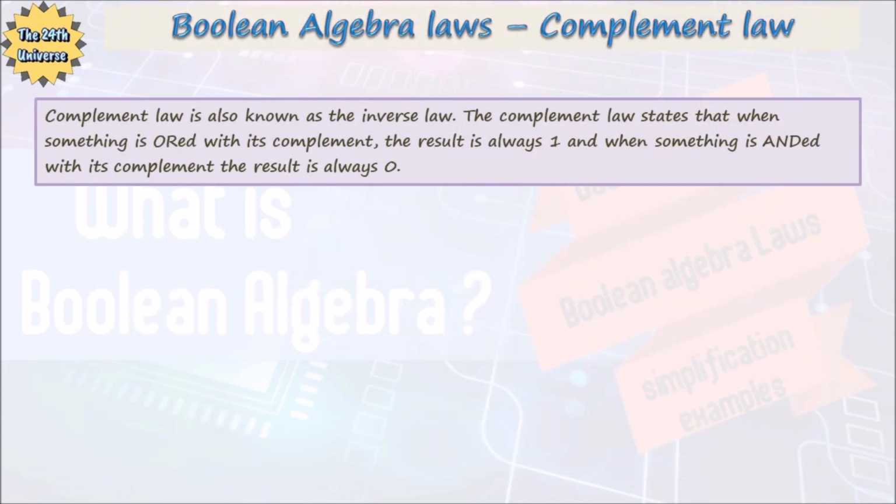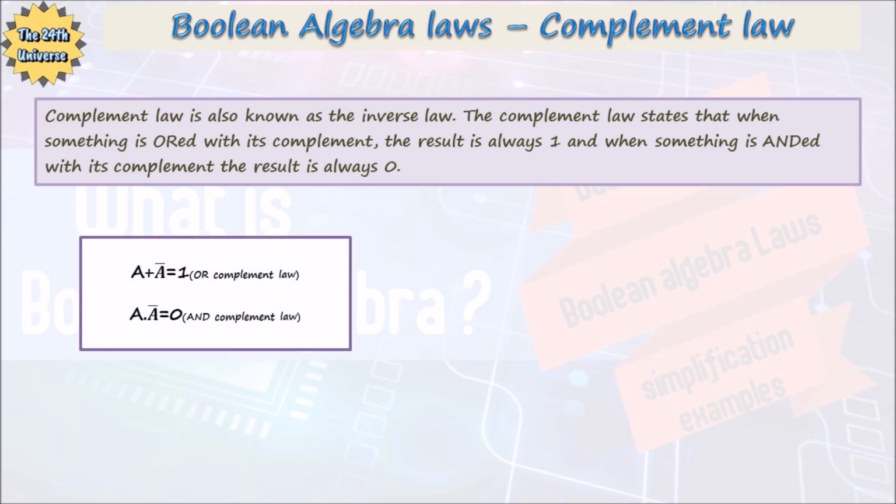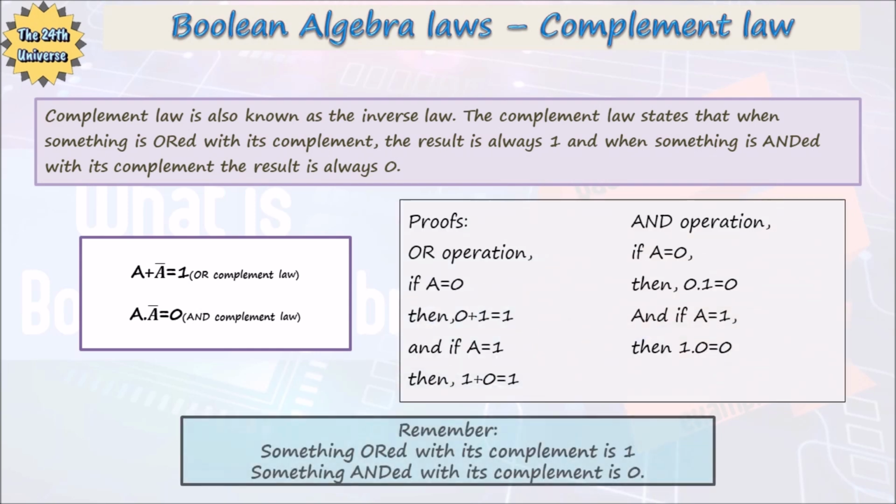Complement law. Complement law is also known as the inverse law. The complement law states that when something is ORed with its complement, the result is always 1, and when something is ANDed with its complement, the result is always 0. A or A bar is equal to 1, A and A bar is equal to 0. This can be proved like this. Here you can remember something ORed with its complement is 1 and something ANDed with its complement is 0.